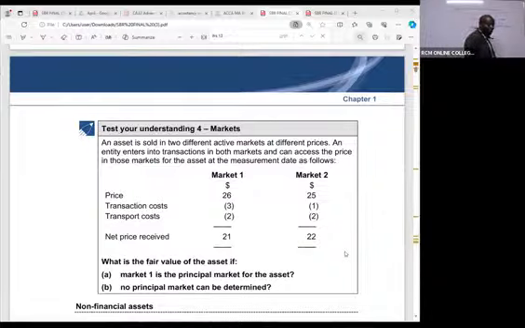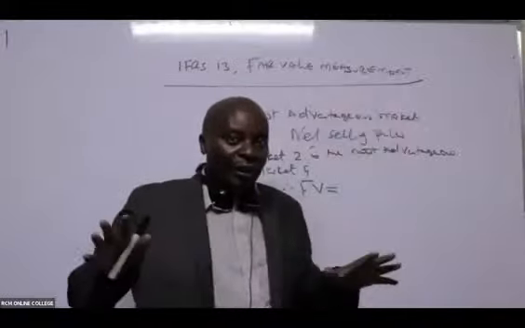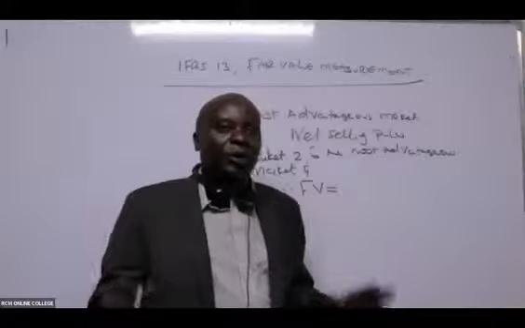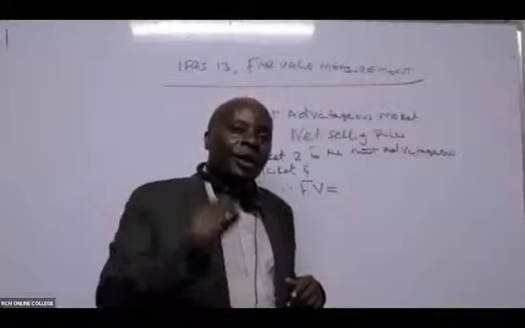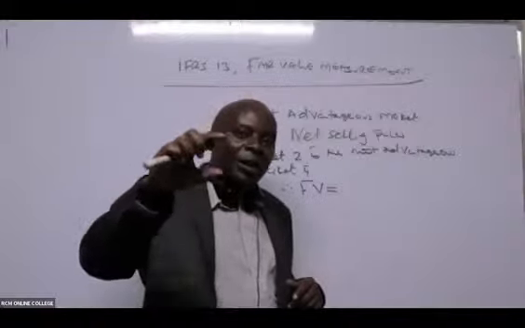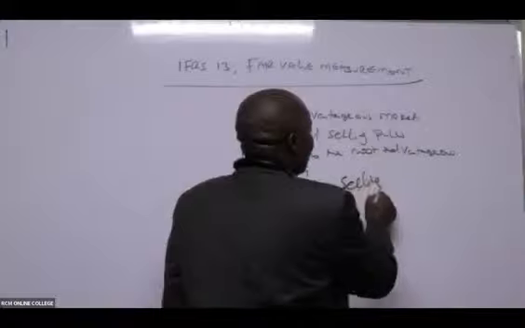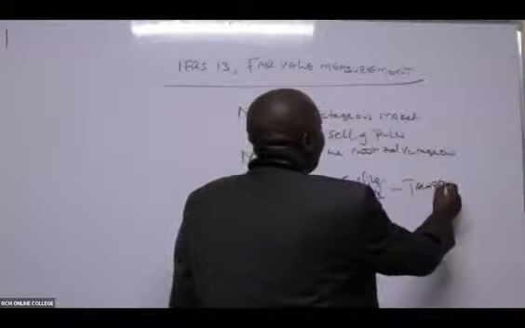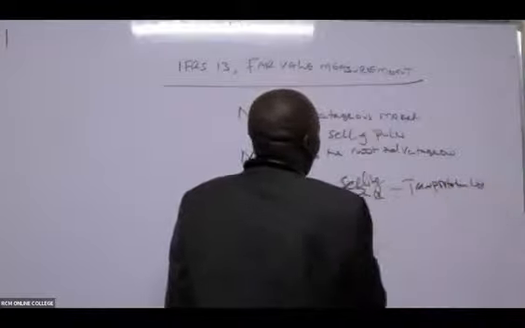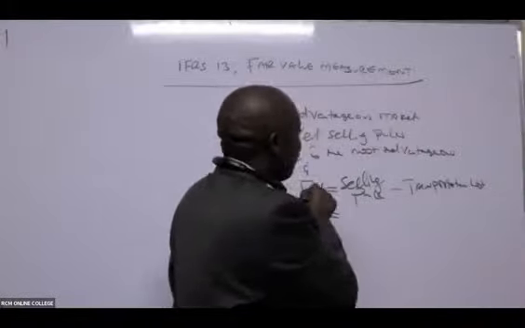I will always ignore transaction costs now. Remember, when I'm getting the most advantageous market, I have to compare and consider all costs because I'm looking at the net selling price. But now we have come to the bullseye, which is fair valuation. So to get this fair value, I will take the selling price given here and, as usual, subtract transportation costs. Remember, we have identified market 2 as our most advantageous market.